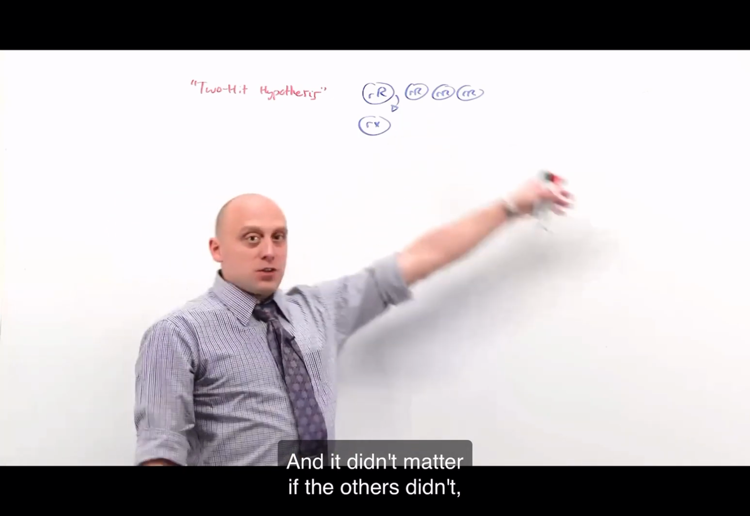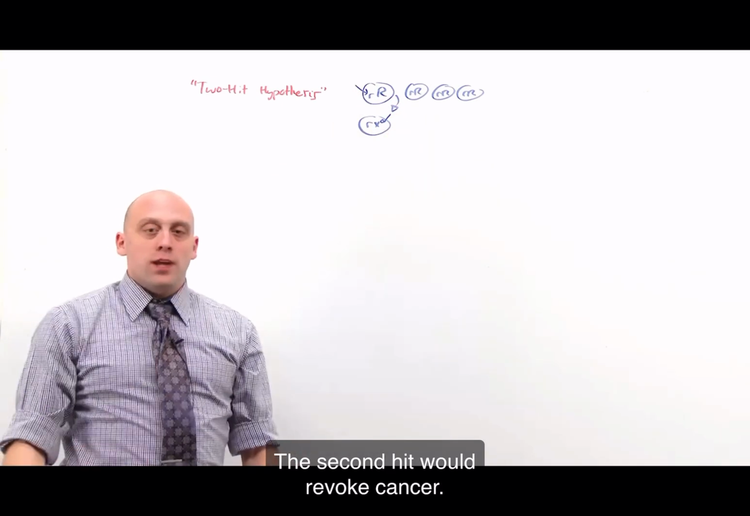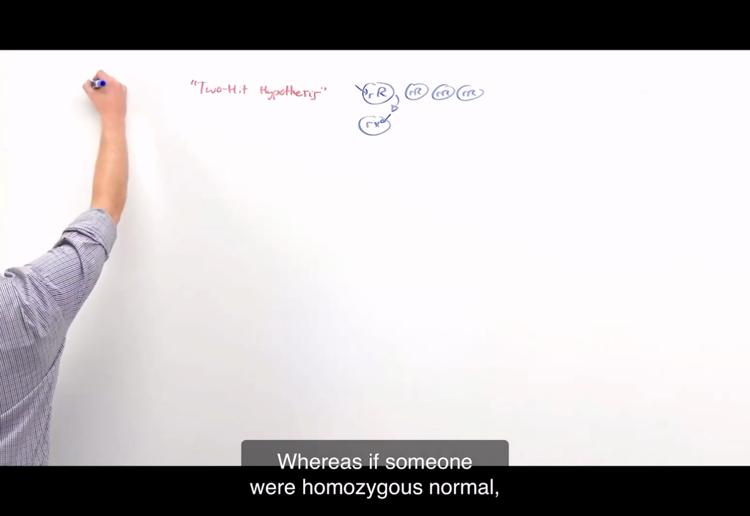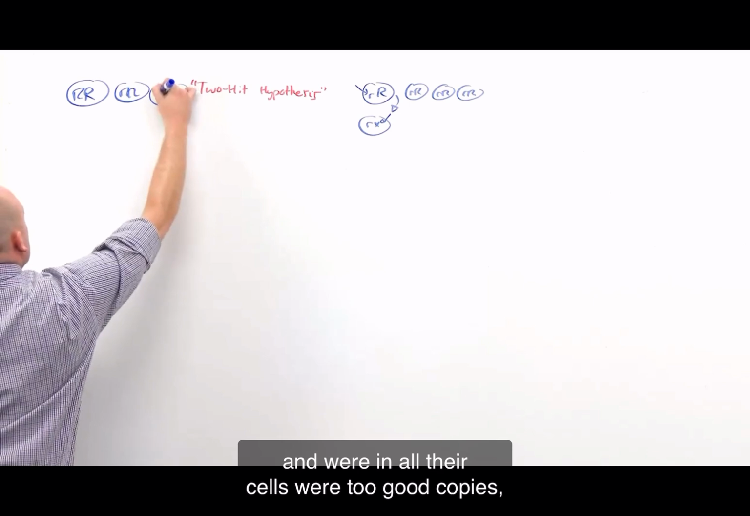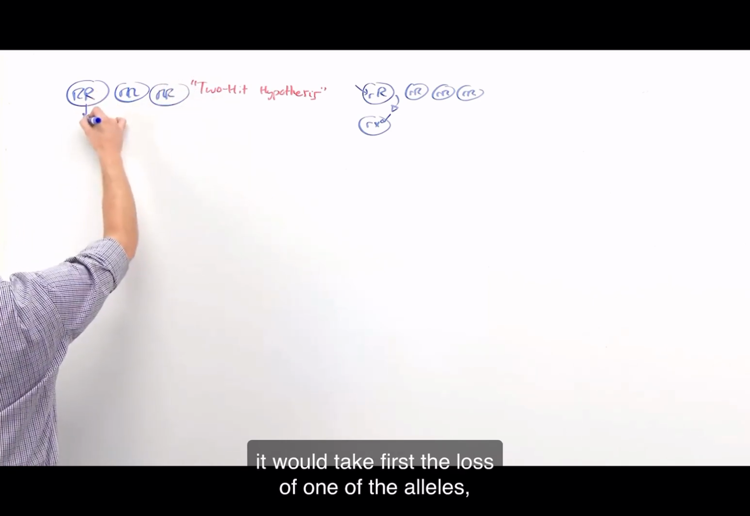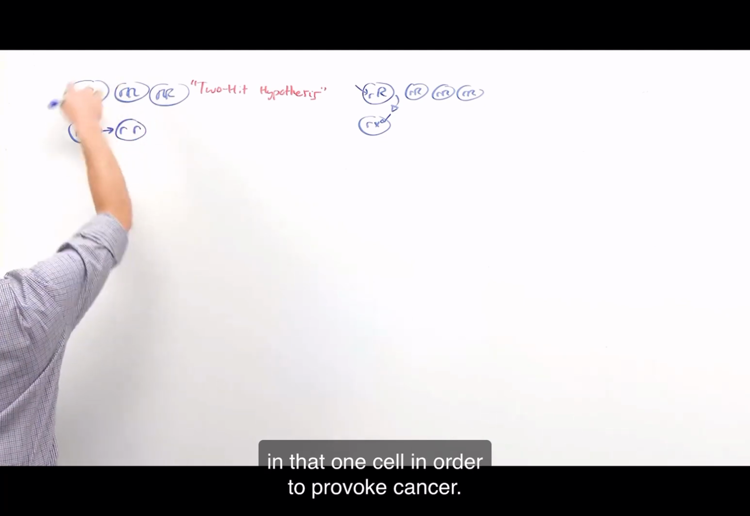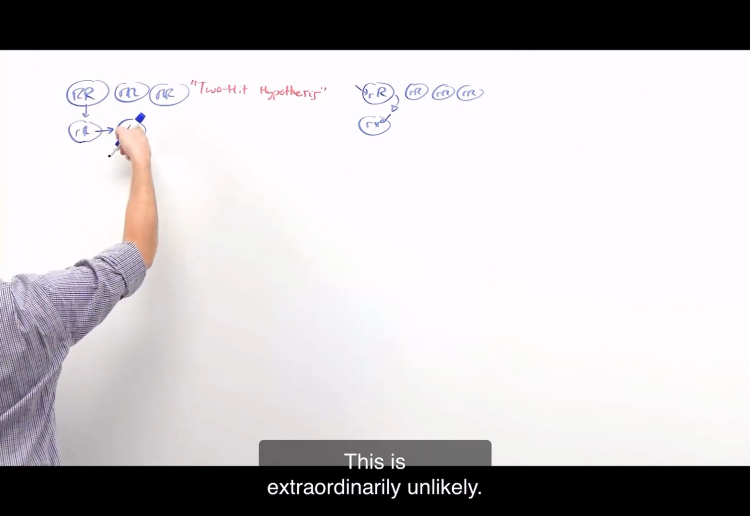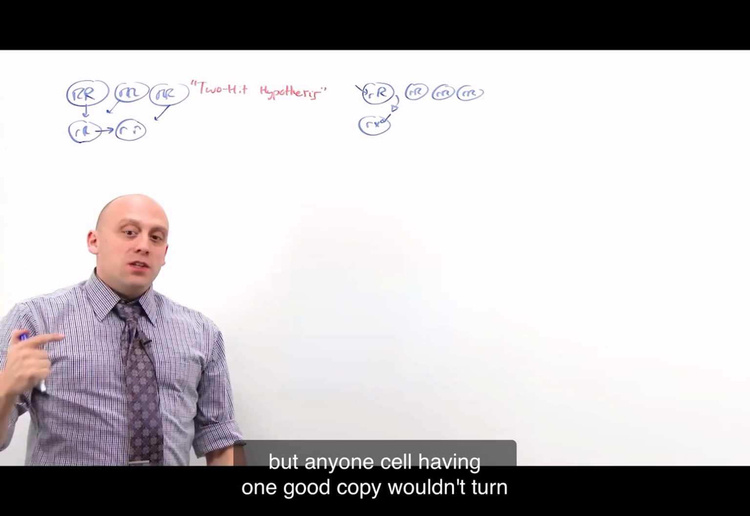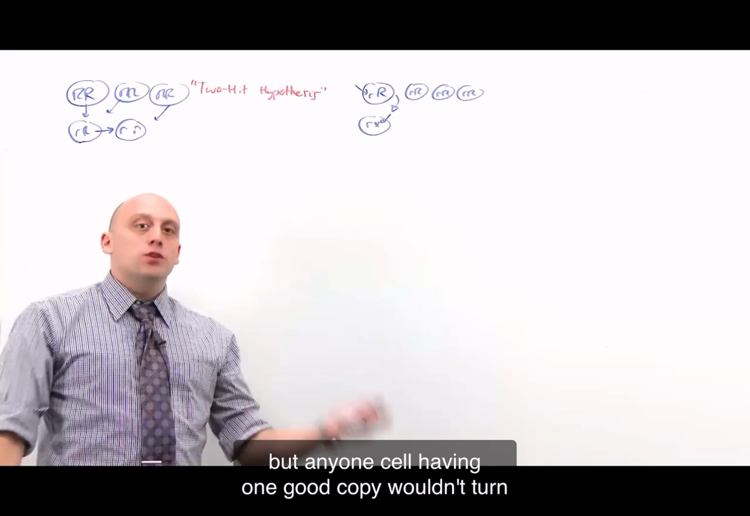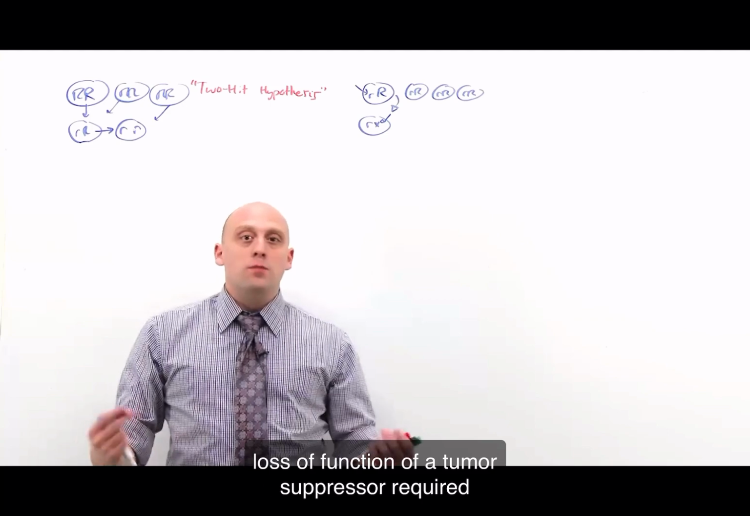And it didn't matter if the others didn't, because this one cell already had the first hit; the second hit would provoke cancer. Whereas if someone were homozygous normal, and in all their cells there were two good copies, it would take first the loss of one of the alleles, then the loss of the other allele in that one cell in order to provoke the cancer. This is extraordinarily unlikely. It could have been that any one of these cells had lost one of the mutations, but any one cell having one good copy wouldn't turn into cancer. So the idea was, for retinoblastoma, loss of function of a tumor suppressor required that both alleles be deleted.